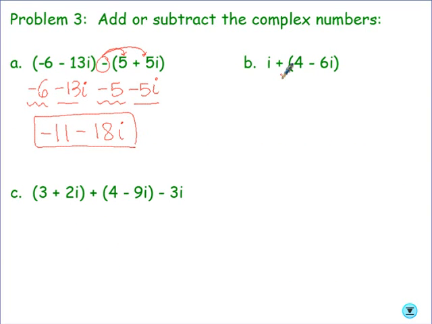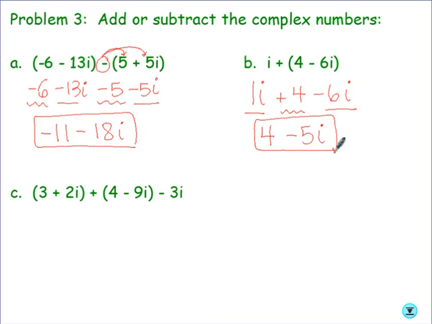Over here, that's an addition problem. No need to distribute, just drop the parentheses. If we're looking for the real parts, there is only one real part, so it's 4. There are 2 imaginary parts. Now this is an i. What's in front of him? A 1. So 1 minus 6 is negative 5i. Hopefully you got that one right.